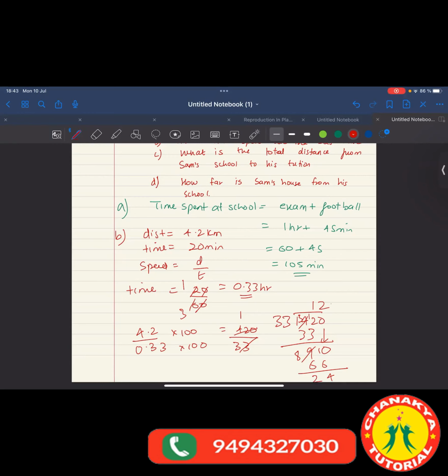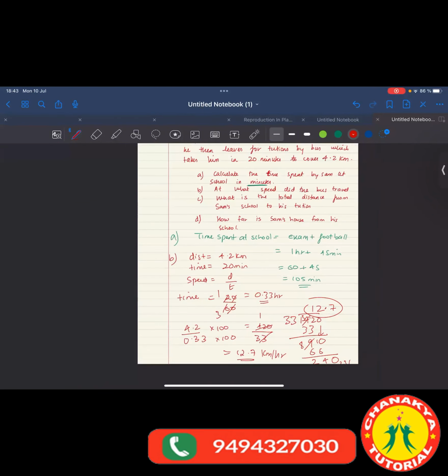33, 2s are 66. Okay, now you put a point because you need a zero over here. Put a point. 33 into 7 is 231. Get something like that. So 12.7 is your answer. Yeah, very good. So 12.7 kilometer per hour. Is it clear? Yes, ma'am.